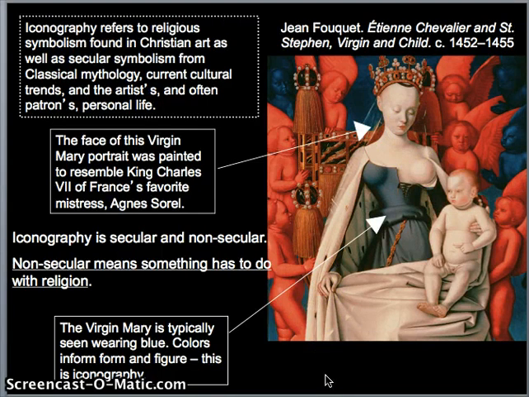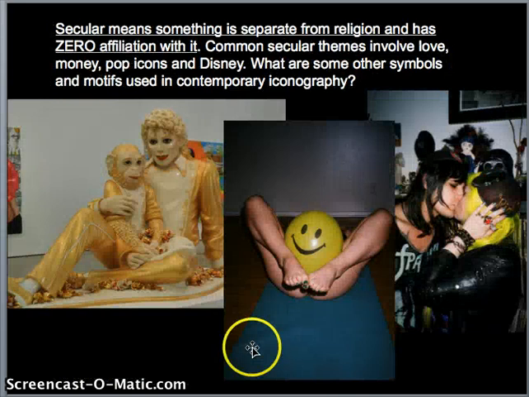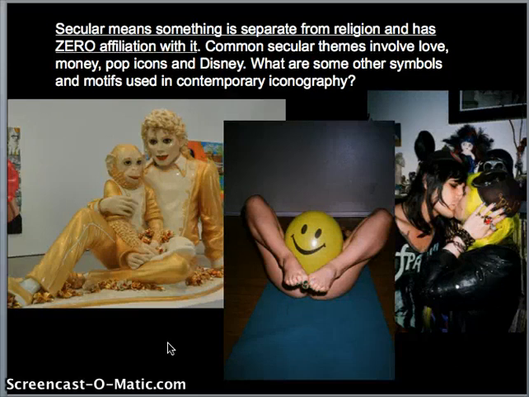In terms of religious symbolism, iconography is very rich in Christian art. But we do find it in secular symbolism too. Secular means not having to do with religion at all. Non-secular means having to do with religion. Secular symbolism comes from classical mythology, current cultural trends, the artist's and often the patron's personal life. Common secular themes involve love, money, pop icons, Disney. Those are just a few examples. I want you to think about what are some motifs used in contemporary iconography.